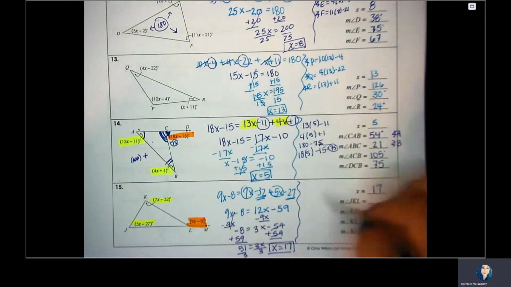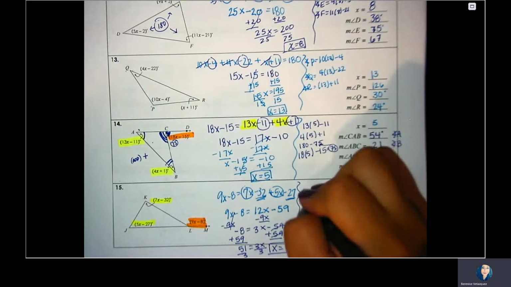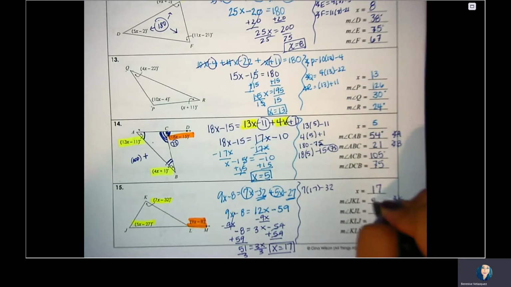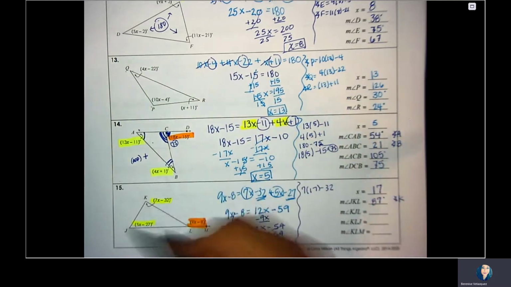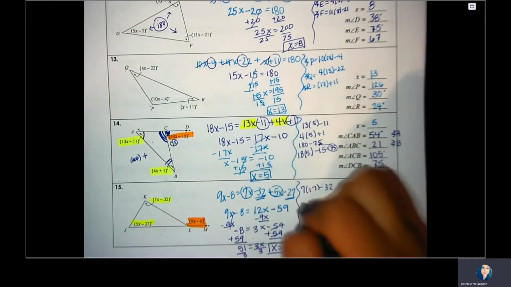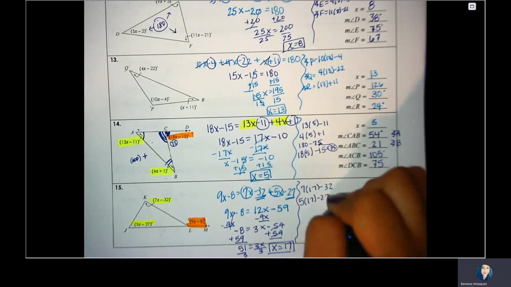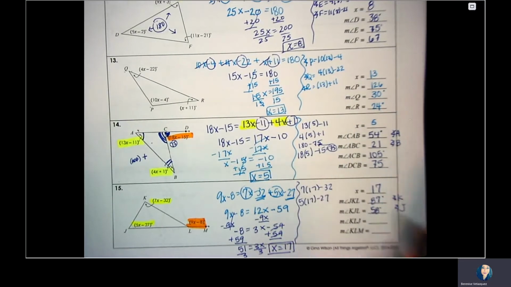JKL is actually just angle K. So I'm going to write that over here. Okay, so angle K is 7 parentheses 17 minus 32. Again, put that in the calculator and you're going to get 87. KJL is actually just angle J. So angle J is 5 parentheses 17 minus 27. Put that in the calculator and you get 58 degrees.